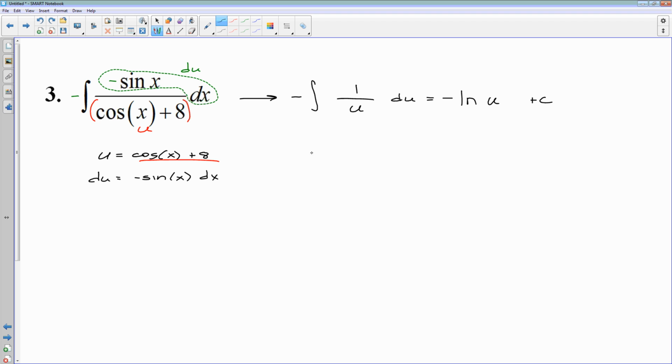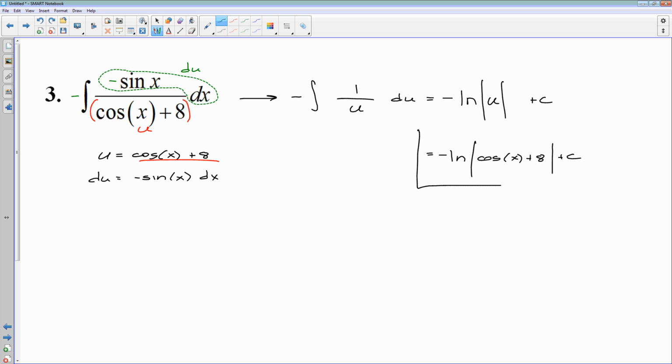And this is something we haven't talked about yet, but when you do antiderivatives and you get ln as an answer, you need to put your u inside absolute values. The reason we do that is simply to eliminate the possibility that u is negative, because you cannot take the ln of a negative. So we stick it in absolute values just to make sure that if we do have a negative in there, the function still works. One more step, I need to take out my u and plug cosine x plus 8 back in.